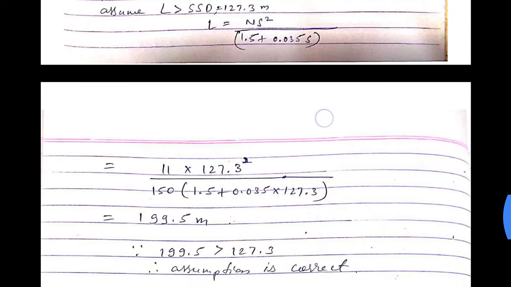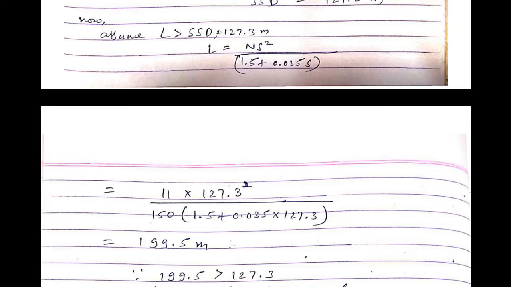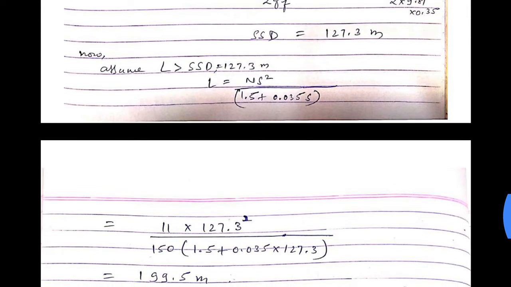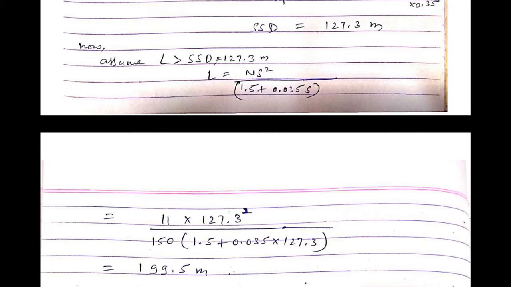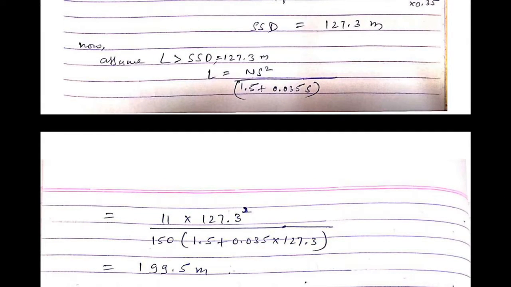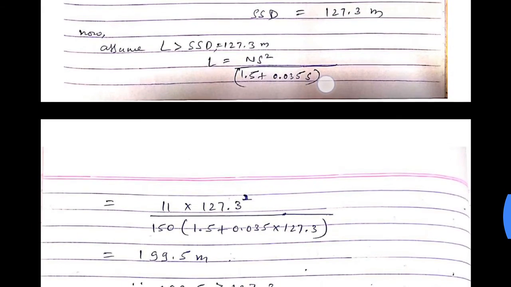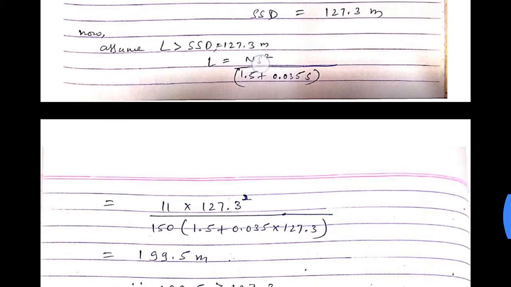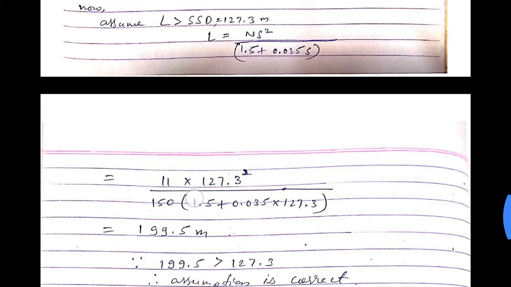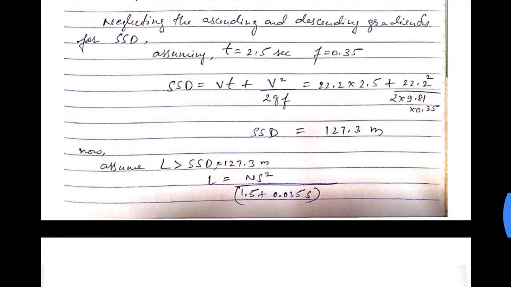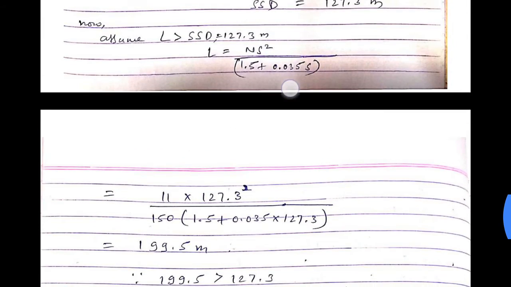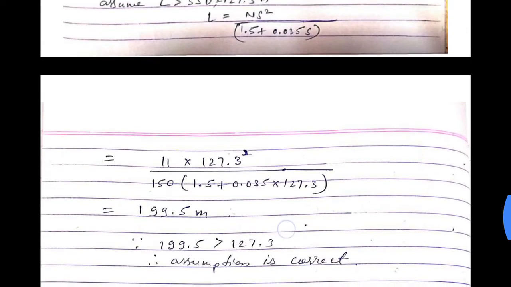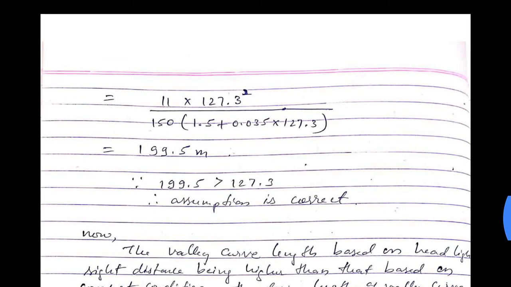Now in order to find the length of the valley curve, the formula is this. When do we take this formula? When we assume L is greater than SSD. So for this condition, the formula is L equal to N S square by 1.5 plus 0.035 into S. Substituting the values, N is 11 by 150, S is 127.3, that is the HSD that was obtained, and S is also the same. Solving this, we get 199.5. Now this is greater than 127.3, hence our assumption is correct.